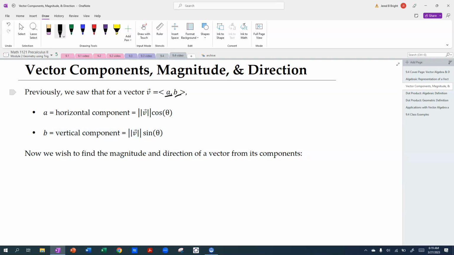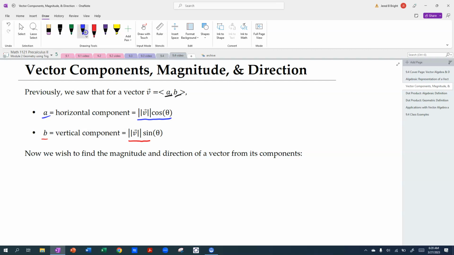Well, previously we saw that the horizontal component was given by magnitude of v times cosine theta, and the vertical component was given by magnitude of v sine of theta. Okay, fine. So we can actually say A is magnitude of v cosine theta, and B is magnitude of v sine of theta. Okay, great. What if it was given in reverse?